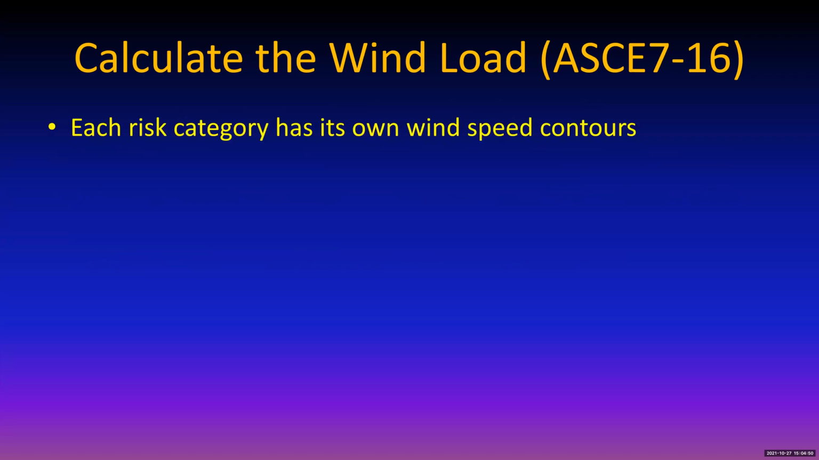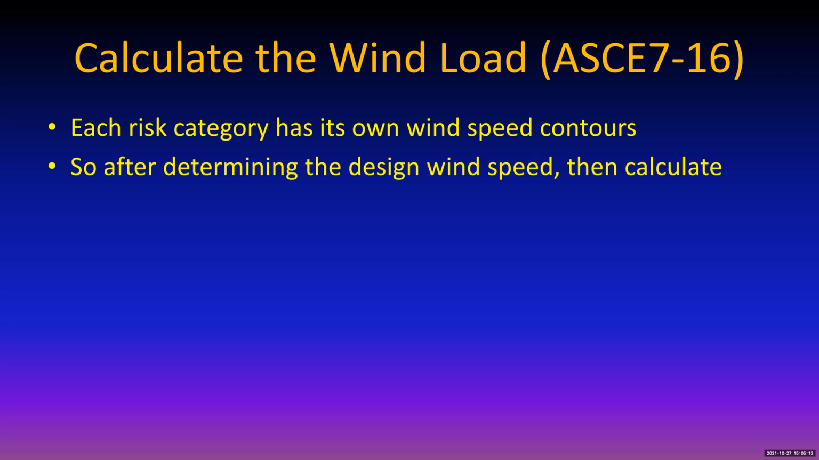ASCE tells you exactly how to calculate the wind load. Each risk category has its own wind speed contours. The higher the risk category, the higher the design wind speed, which simply means that you design it stronger. Even though the wind maybe doesn't blow as hard, you want to make sure that it's going to hold up where the wind is going to blow.